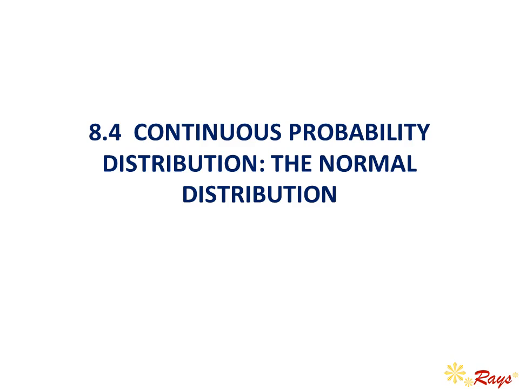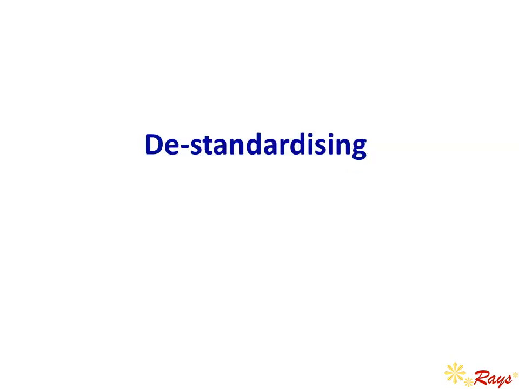Good day, everyone. We continue with Chapter 8 and we are still under the subtopic 8.4, the normal distribution. Today we will look at destandardizing. Previously, we have learned how to find probability from the standard normal table when we are given the Z value, and when Z is a standard normal distribution.